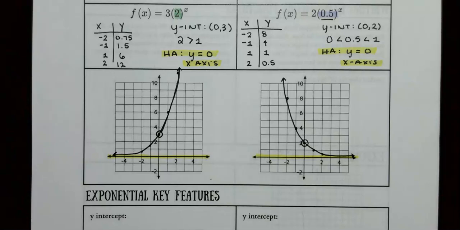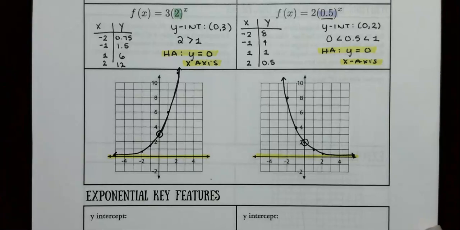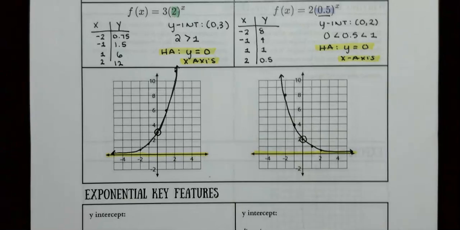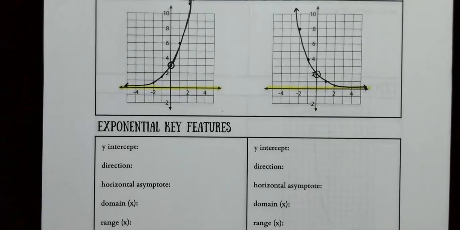So remember, growth means it is increasing from left to right because the b value is greater than 1, or an exponential decay is a graph that is decreasing from left to right because our b value is between 0 and positive 1. So we looked at these two examples right here and we created the graphs in the previous video, but there's a couple things that we need to be able to identify about a graph.